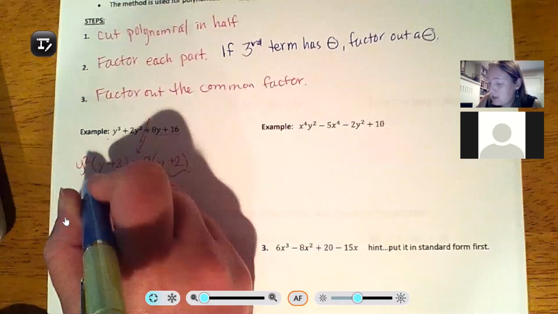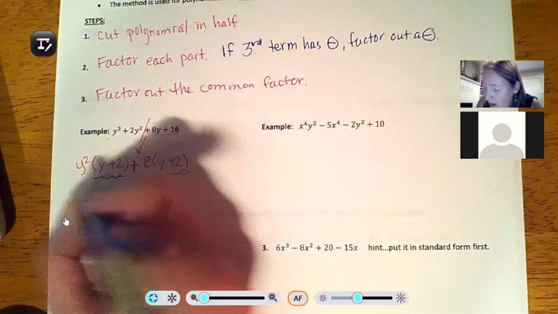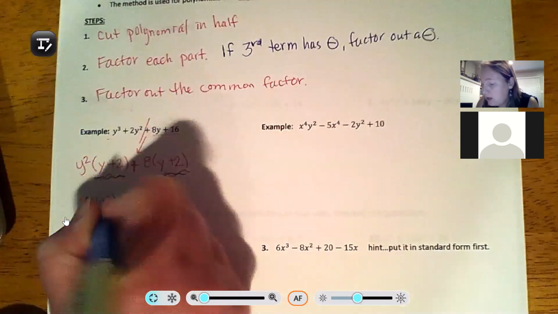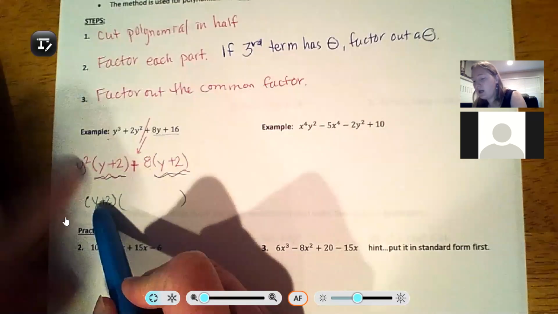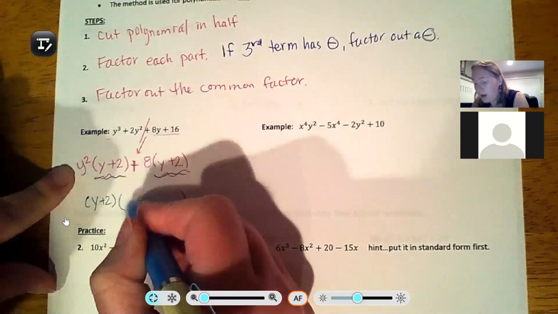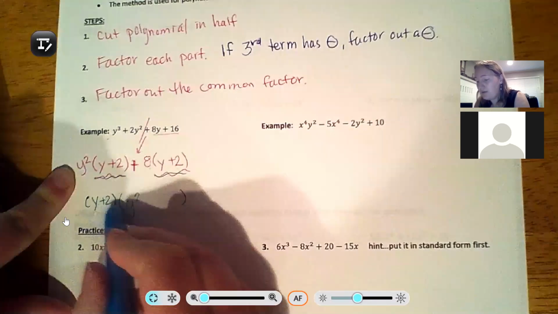So for right now, I can say, well, I can factor out this y plus 2. So I have y plus 2 times what? Well, y plus 2 times y squared, and I have y plus 2 times 8.